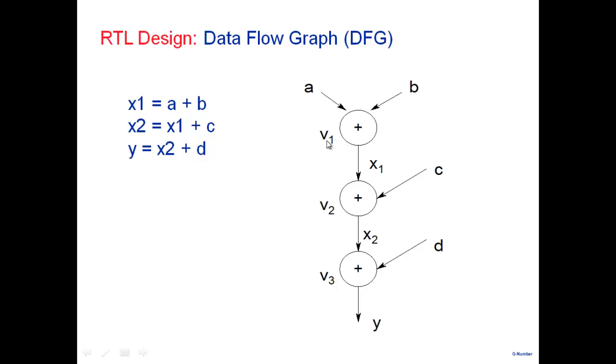The next thing that you would see is I construct a data flow graph, how the data flows. So the same thing, I just denote pictorially. A plus b, there's an operation v1, an addition operation, which gives x1. x1 added with c produces x2. x2 added with d produces y. And there are operations v1, v2, v3. So whatever was the original description, I've described it in terms of a data flow graph.